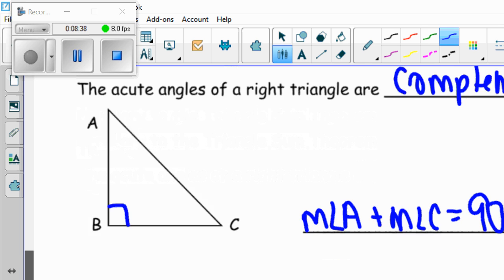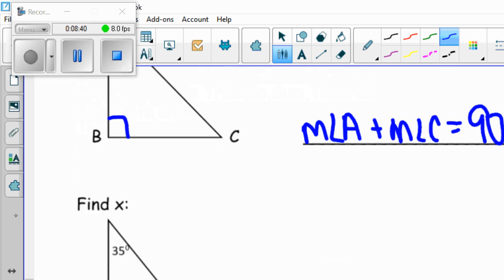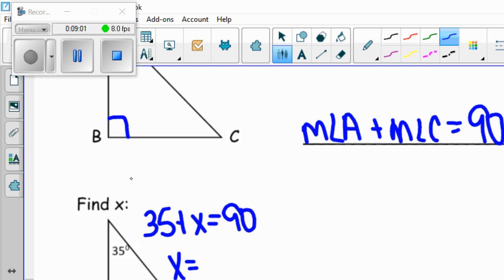All right, so now let's work out some problems. It just says find X. This is a right triangle. It's actually marked as a right triangle on your notes. So I know that since I have a right triangle, my other two angles have to add together to equal 90. So then I've got 35 plus X has to equal 90. Subtract 35 from both sides, so I get X equals 90 minus 35, which is 55 degrees. It's an actual angle, so I put the degree symbol.